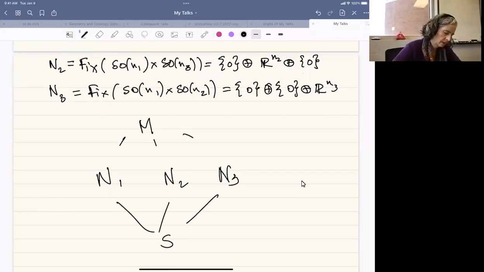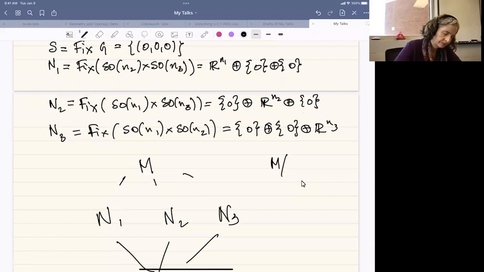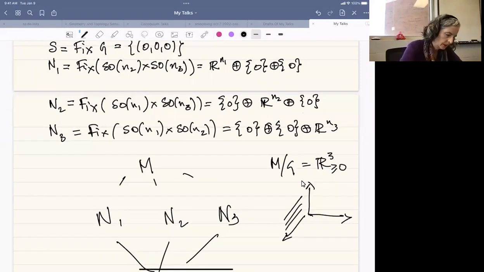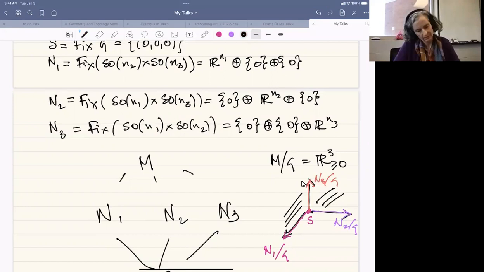And in my quotient space, in this example, the quotient space M mod G is going to be the positive octant in R3. And if you like, this is the image of N1 mod G. The origin here is S. So we use different colors. This is N2 mod G. And this is N3 mod G here.